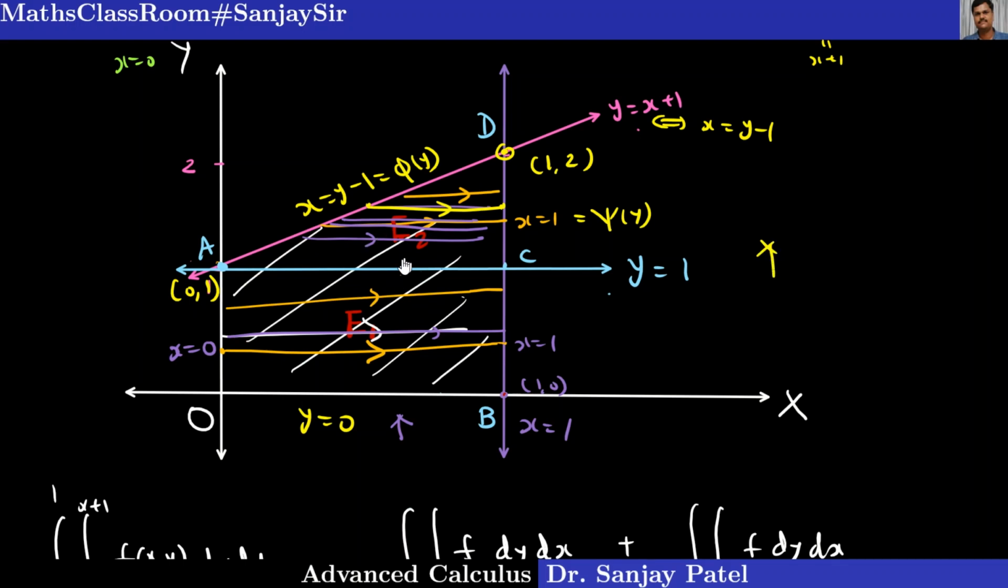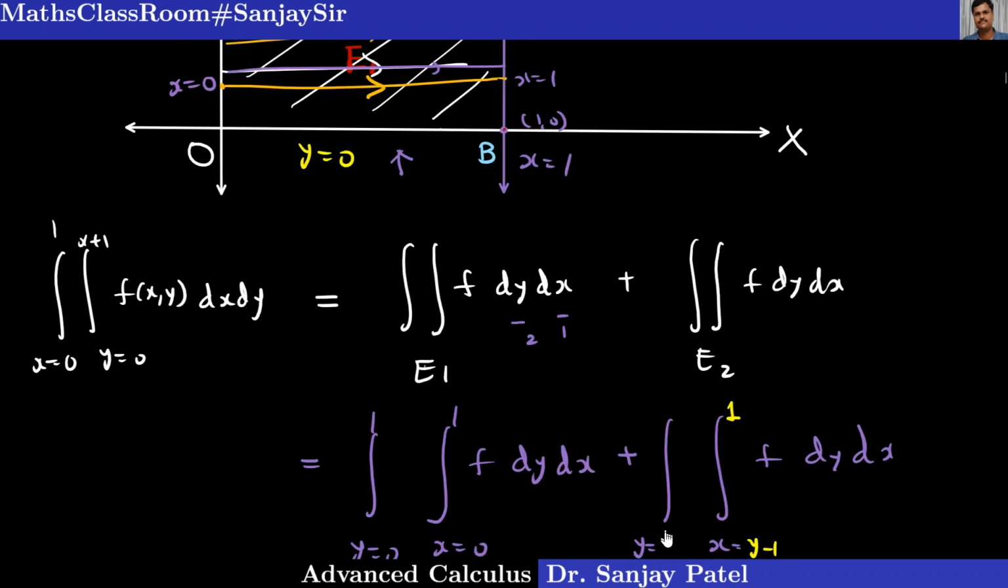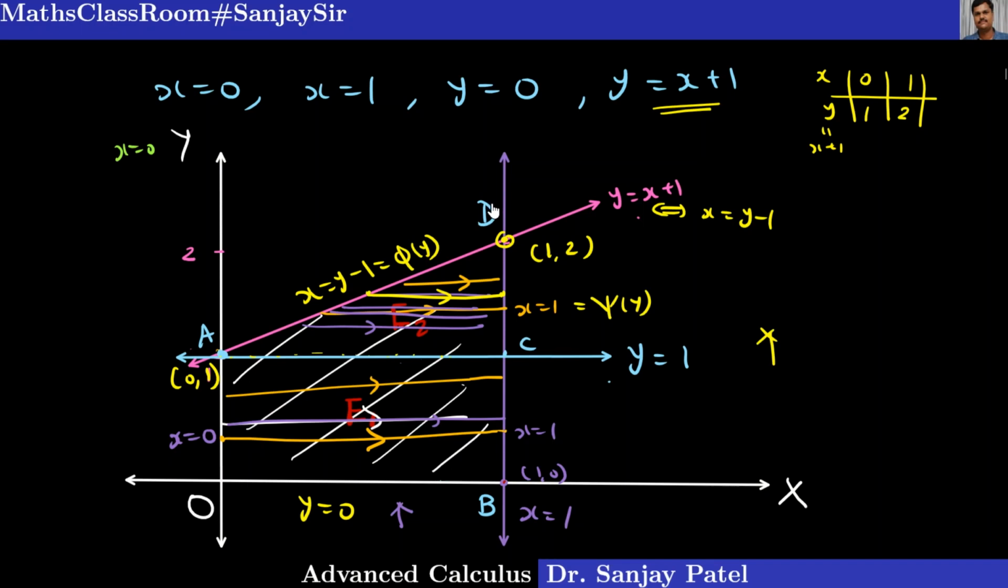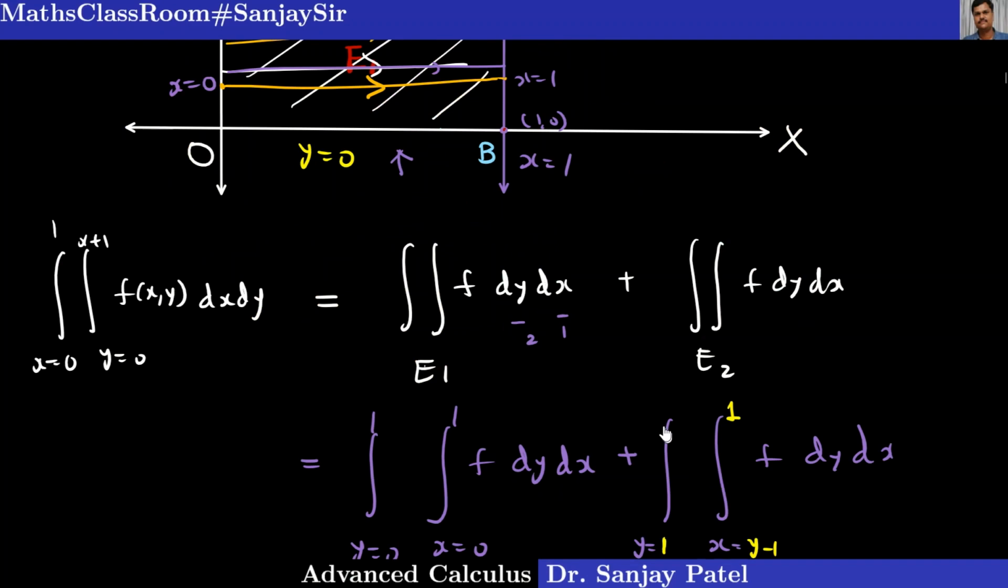When you enter in the region E2, what is the minimum value of y? The minimum value of y you can enter here through this line y equal to 1, where the minimum value of y is 1. So the lower limit of integration will be 1. And when you come out of this region, the last point is here, and at that point the maximum value of y is 2. So the upper limit of integration is nothing but y is equal to 2.